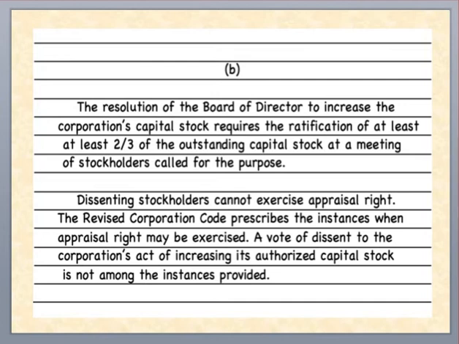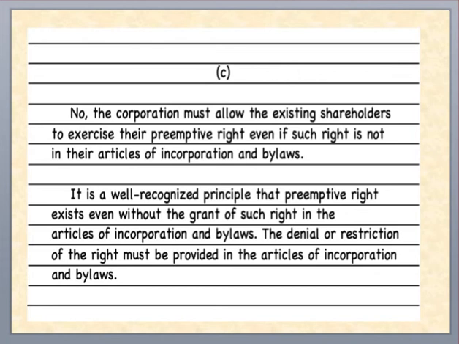The suggested answer to question C is: No, the corporation must allow the existing shareholders to exercise their preemptive right even if such right is not in their articles of incorporation and bylaws. It is a well-recognized principle that preemptive right exists even without the grant of such right in the Articles of Incorporation and bylaws. The denial or restriction of the right must be provided in the Articles of Incorporation and bylaws.